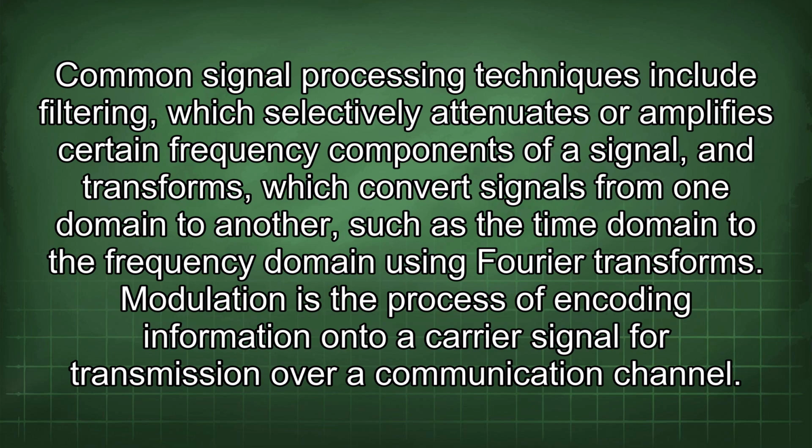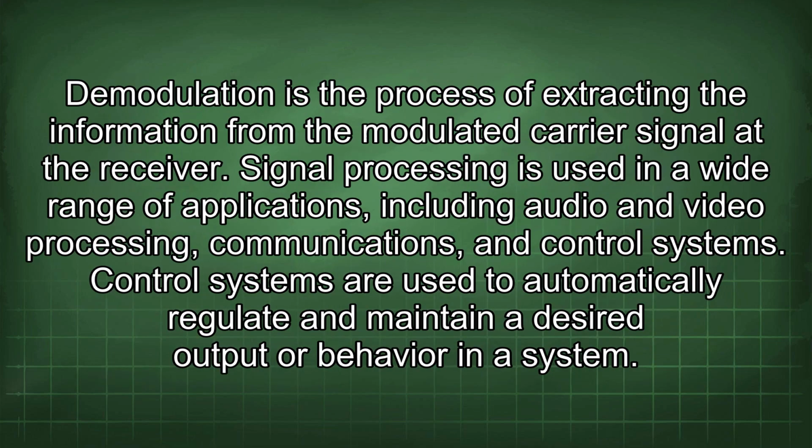Modulation is the process of encoding information onto a carrier signal for transmission over a communication channel. Demodulation is the process of extracting the information from the modulated carrier signal at the receiver. Signal processing is used in a wide range of applications, including audio and video processing, communications, and control systems.